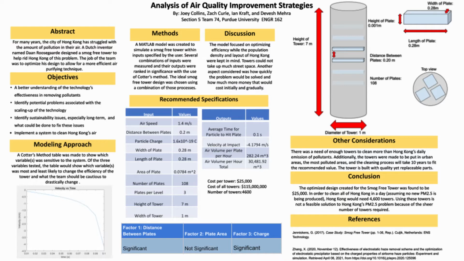A Cotter's table was utilized in order to determine the most sensitive factors in our model. The three variables we decided to use were the distance between the plates, the plate area, and the charge of the particles. After utilizing Cotter's method and the impact velocity of the particles onto the plate, we found that the distance between the plates and the charge of the particles were the most significant in determining this velocity. We then decided that due to this, the plate area would best be determined from other variables in our model, such as the airspeed and the time it would take to impact, simply because the area of the plate wouldn't have that big of an effect on the overall velocity and time.